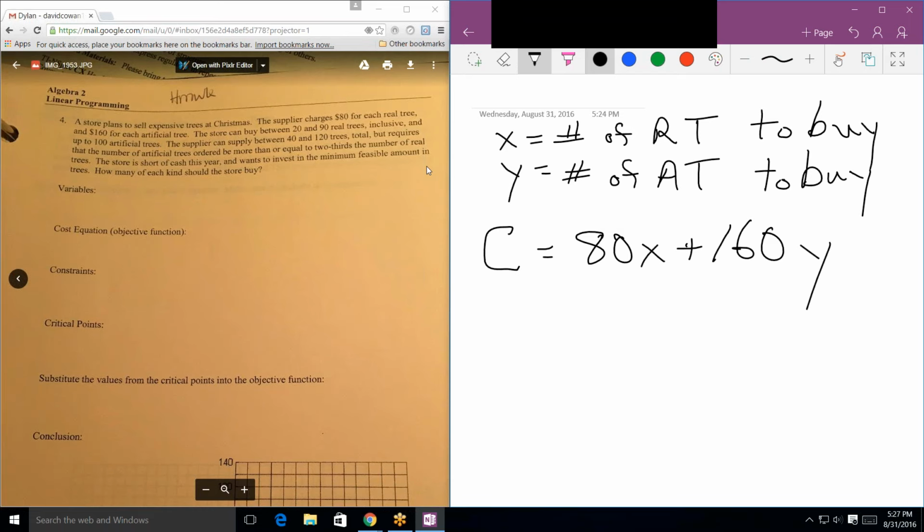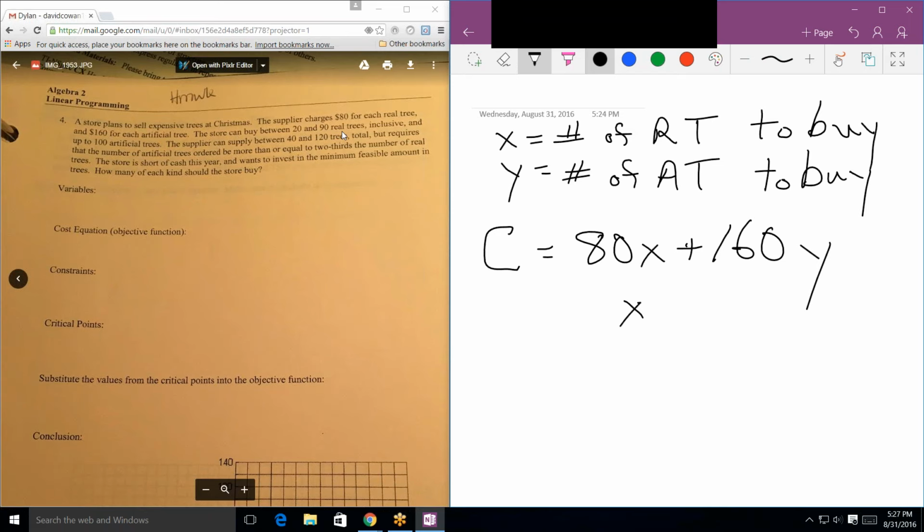Now let's put in our constraints. So we've just solved for the variables and the cost equation. Now our constraints. The store can buy between 20 and 90 real trees. Write that as an inequality.